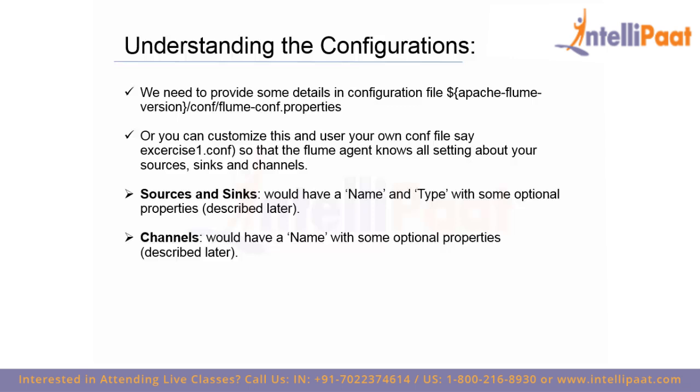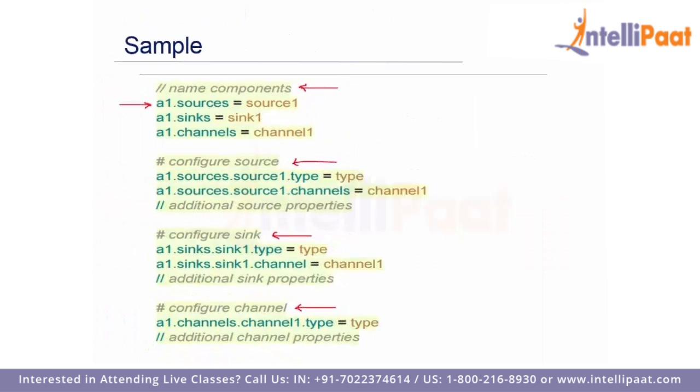Say you just created a file with the name exercise1.conf, so you can simply use that when you run your Flume agent. In that file, we will simply define what is the agent name, what is the source name, what is the sink name, what is the channel name, and apart from that, we will define some properties of these three components of Flume.